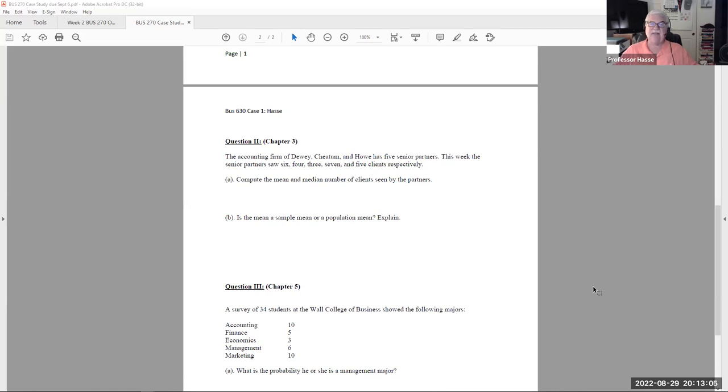Compute the mean and median number of clients seen by the partners. What is the average, the mean and the median of the number of clients seen by the partners as a whole. That's number one. Number two is: is the mean a sample mean or a population mean? Explain. You might have to look up a little work in chapter 3 of your textbook.